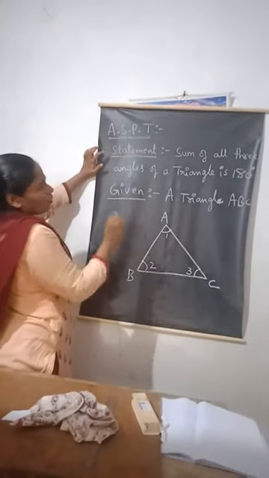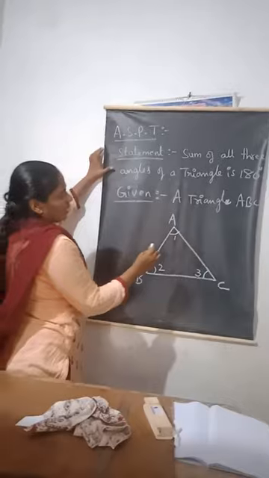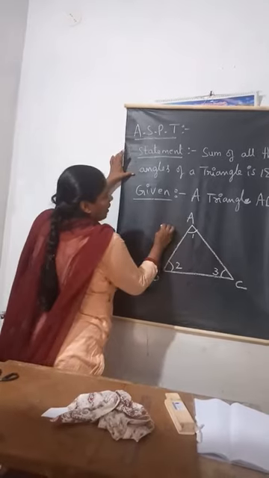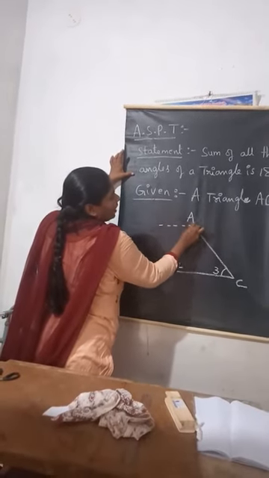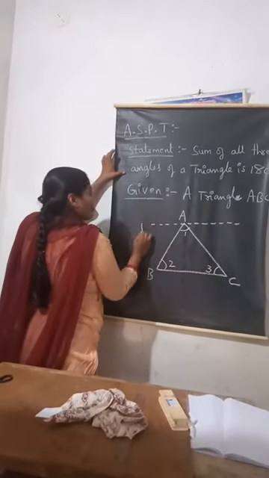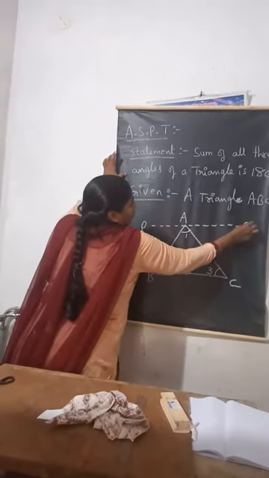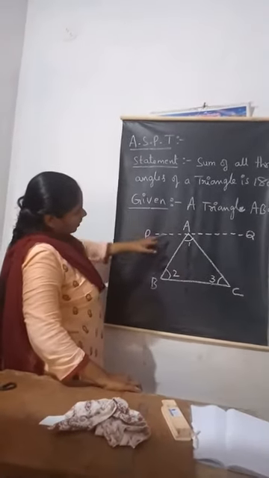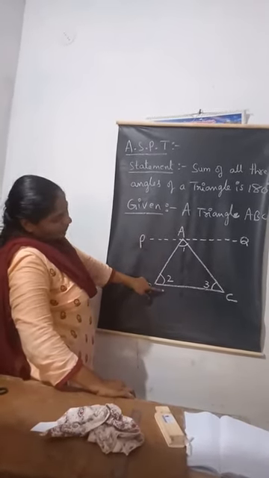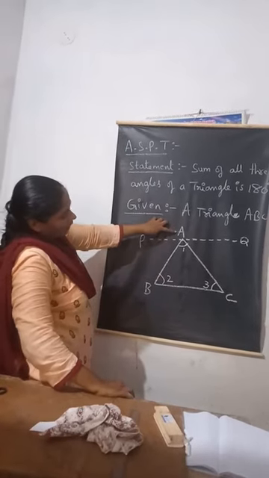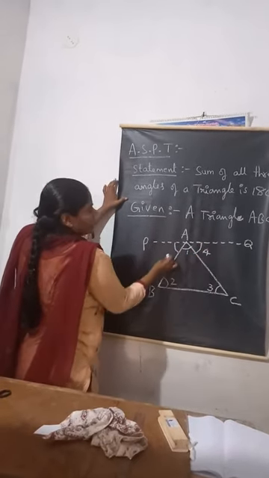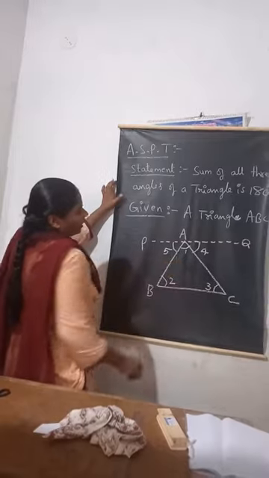Next, to prove this theorem, we construct one parallel line to BC, passing through A. This parallel line is PQ. Construct the parallel line PQ, which is parallel to BC and passes through A. This angle is the fourth angle. This angle is the fifth angle.